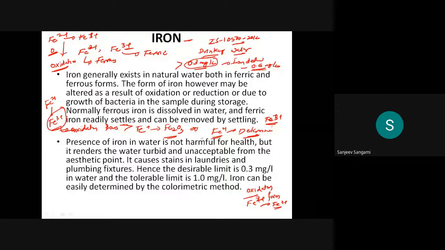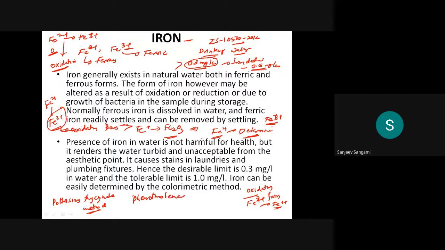Then what method are we following in our laboratory? We are following the potassium thiocyanate method. One more method is there, that is the phenanthroline method. Normally this method is used to determine Fe2+, and the thiocyanate method is for Fe3+.